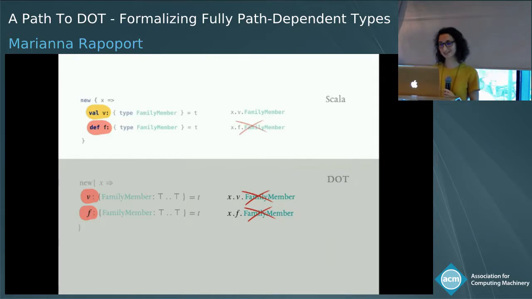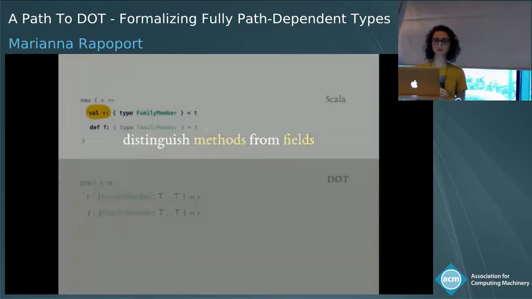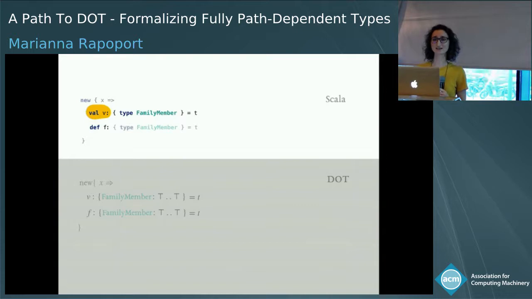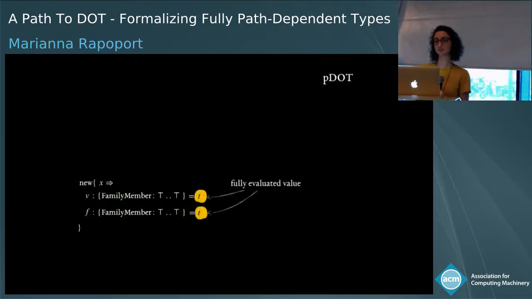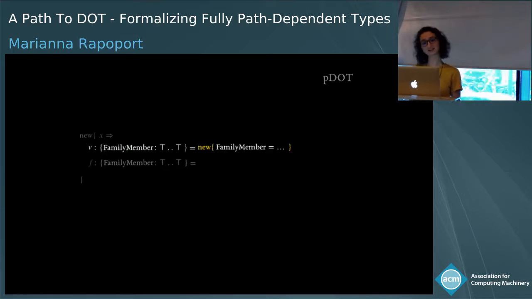So if we want to have path-dependent types, we need to be able to also model fields, but distinguish them from methods. And what we know about fields is that they evaluate at object creation time. So by the time that we call this field v, the right-hand side will be fully evaluated to a value. And so in PDOT, we need to do the same. We need to make sure that the right-hand sides of fields are fully evaluated values, which can be functions or objects. So if a right-hand side is an object, then I might be able to have a path-dependent type on them.